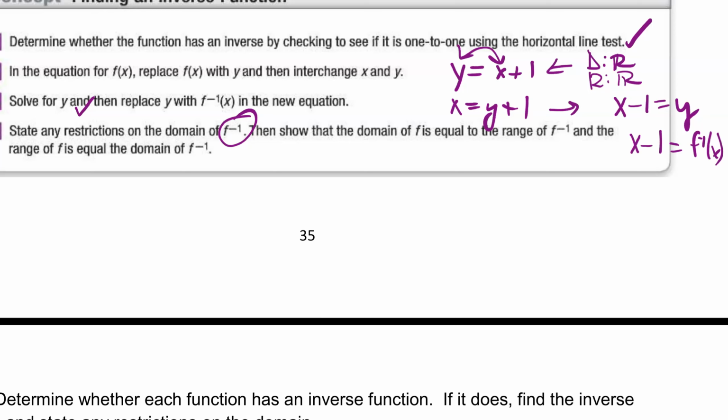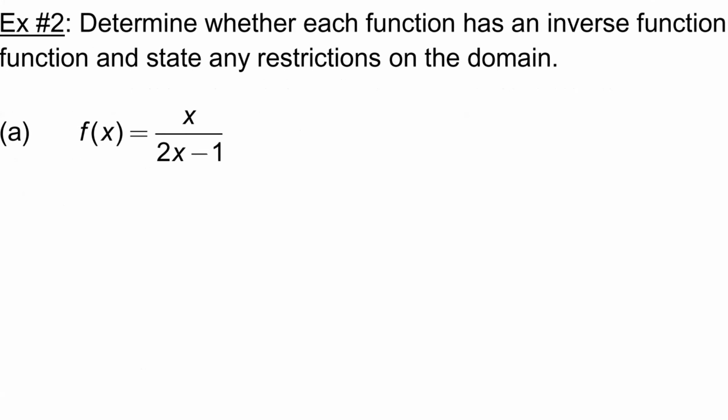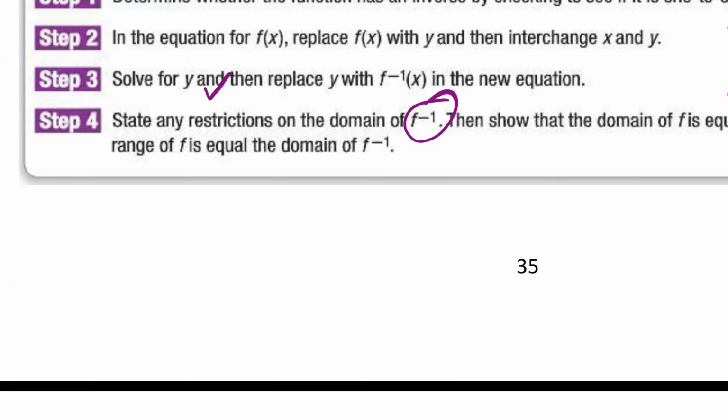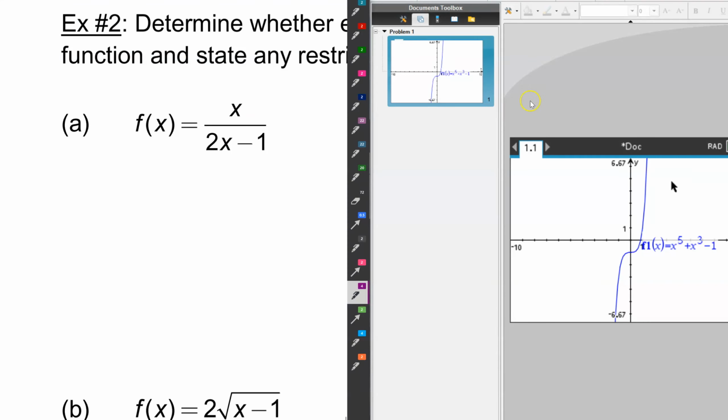So now we're going to go through a little harder problem, not just a linear function. Okay, so I'll go through step by step. Determine whether each function has an inverse function. Okay, first we have to see if it has an inverse. If it does, find the inverse function and state any restrictions on the domain. So first thing we have to do, determine whether it has an inverse to check. Okay, determine it has an inverse. So we got to graph it, see if it passes the horizontal line test.